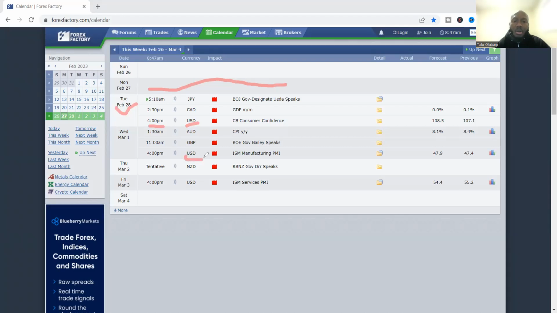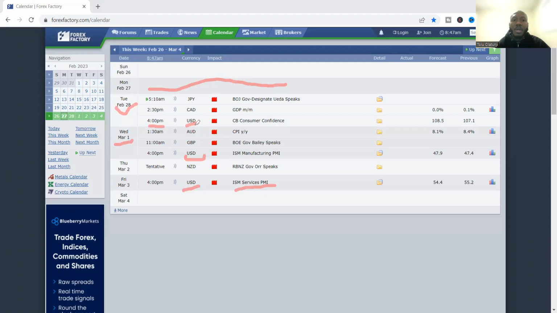We also have the dollar coming out again, high impact, March 1st, the beginning of the new month, March. And then we have another one on Friday. But the one on Friday, even though this is the first Friday, is just the services PMI. It means that it's the next Friday, March 10th, that we'll have the NFP, the non-farm payroll for March, right?